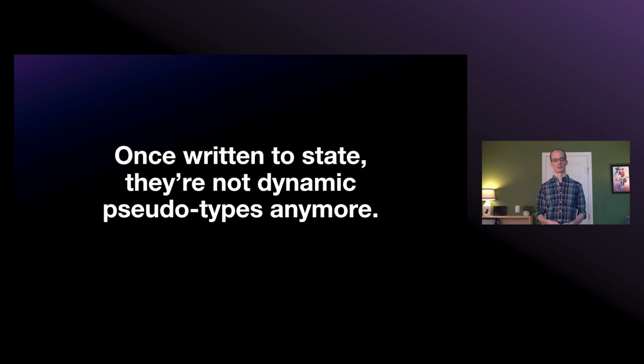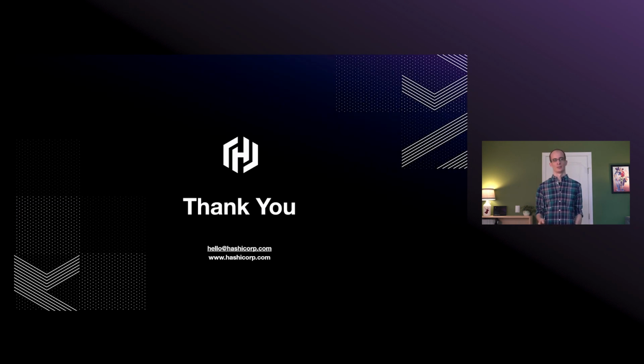There is an exception to this. Data sources replace their entire state object on every read, and so they get to change what type is in the state on every read. So they can use a dynamic pseudo-type that goes from a string to a Boolean to a number to an object. Doesn't matter. That was a quick introduction to Terraform's type system.